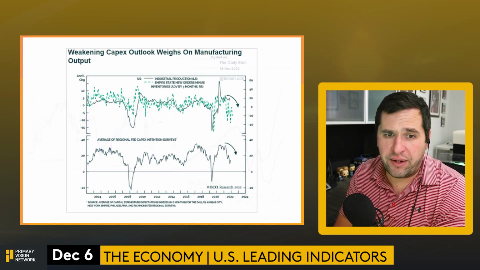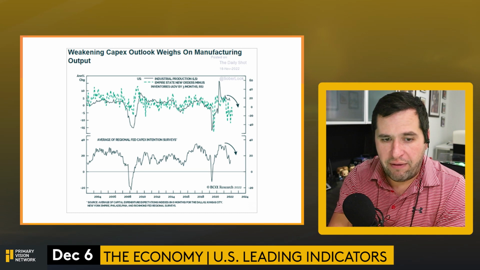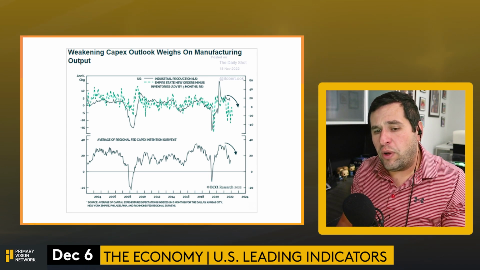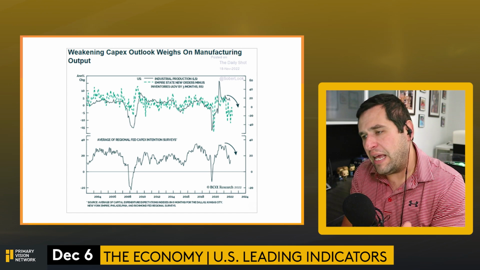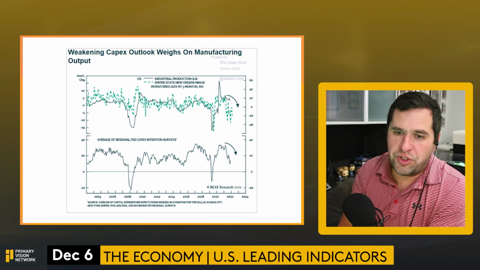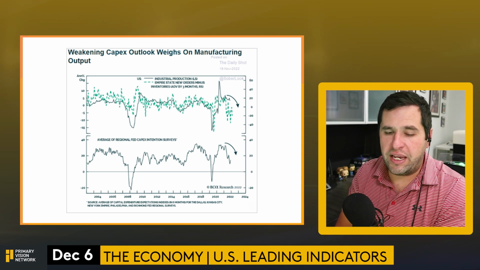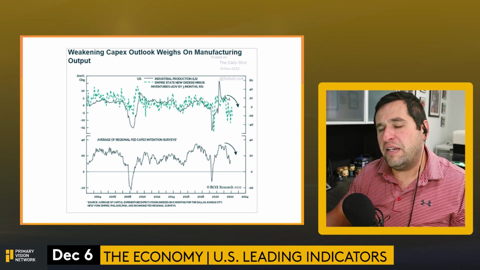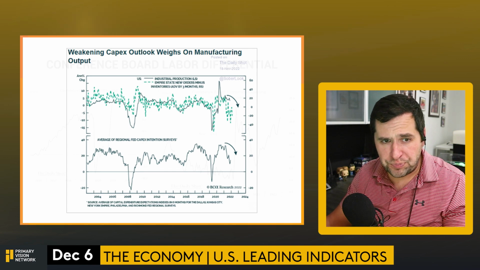Now, weakening Capex outlook weighs on manufacturing output. And when you look at the average regional Fed Capex intentions, it's all falling. And that's why, when you look at where the indications are, this is, again, that piece of the economic footprint that is going to worsen and continue to worsen, as we've already seen it move into negative contraction territory. And it continues to show that in the regional Fed data and now on the national ISM level.